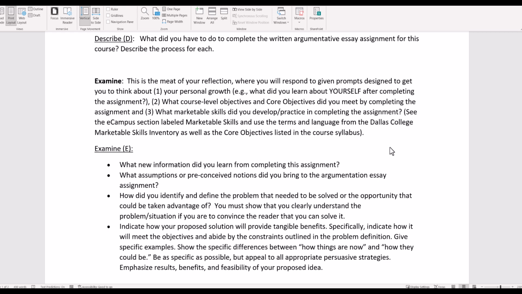Indicate how your proposed solution will provide tangible benefits. Specifically, indicate how it will meet the objectives and abide by the constraints outlined in the problem definition. Give specific examples. Show the specific differences between how things are now and how they could be. Be as specific as possible, but appeal to all appropriate persuasive strategies. Emphasize results, benefits, and feasibility of your proposed idea.